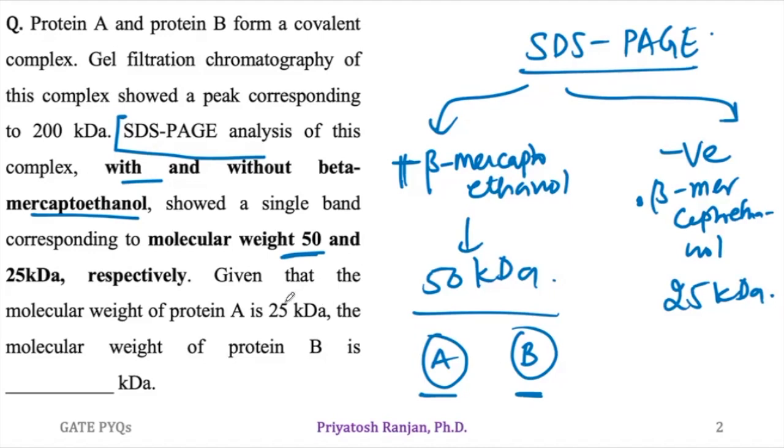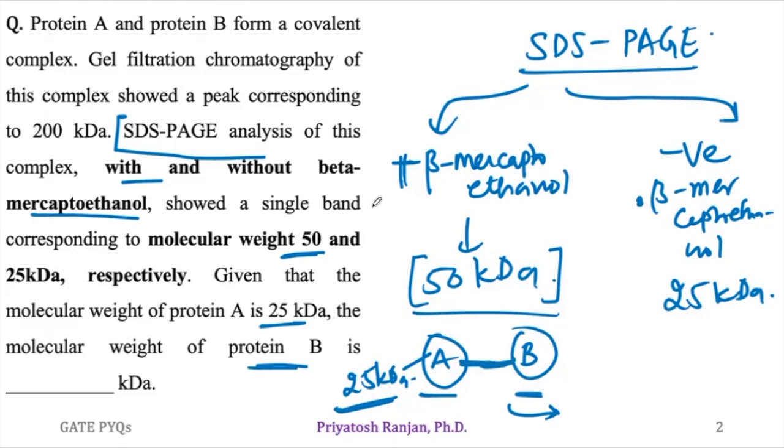because the other part of the information says the molecular weight of protein A is 25 kilodalton. So it's given A is 25 kilodalton, and if these two would have bound with the help of the disulfide bond, in the presence of beta-mercaptoethanol that would have resulted in the cleavage of that disulfide bond, and we should have got a single band of 25 kilodalton. But what we are getting here is a 50 kilodalton band on SDS-PAGE analysis in the presence of beta-mercaptoethanol. That means these are joined together covalently as mentioned, but not with the help of a disulfide bond.